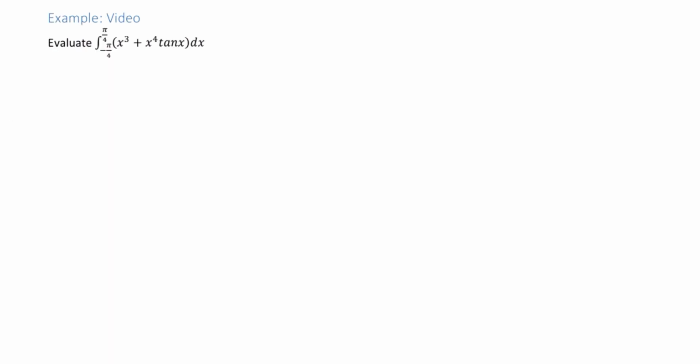For example, notice that the limits on this function are opposites of each other, so we may be able to use one of the shortcuts. Let's see if this function is even or odd. So f of negative x. We'll go through and replace all of the x's with negative x.